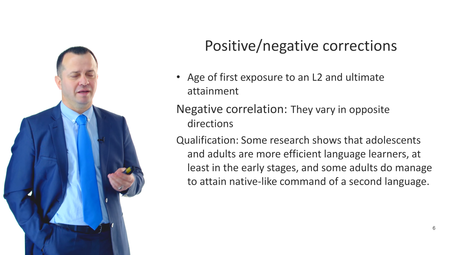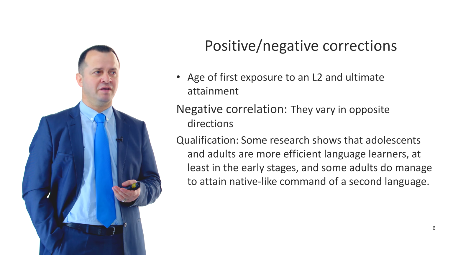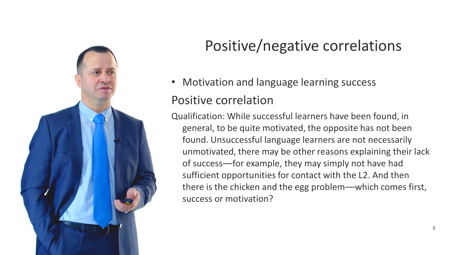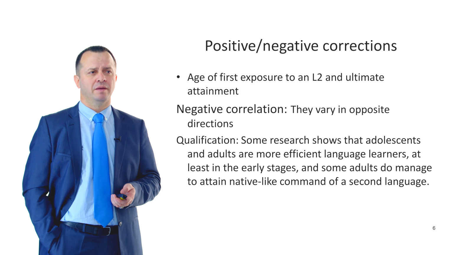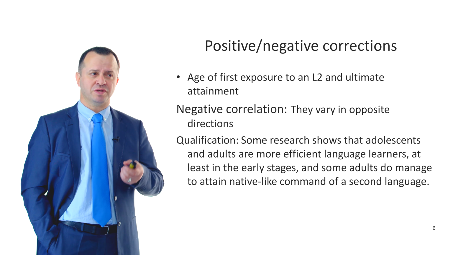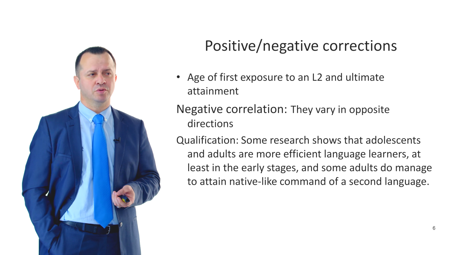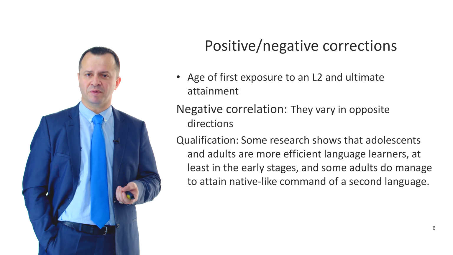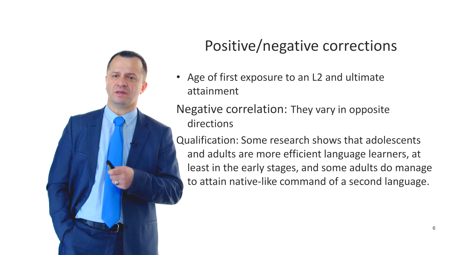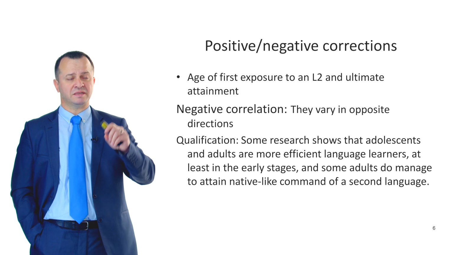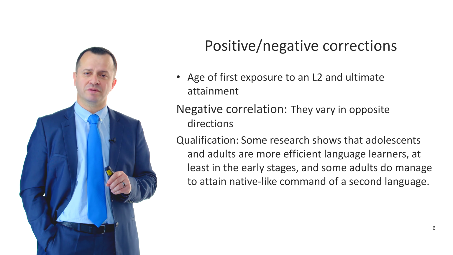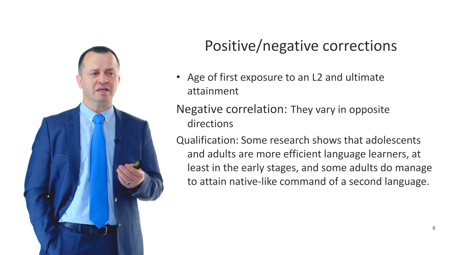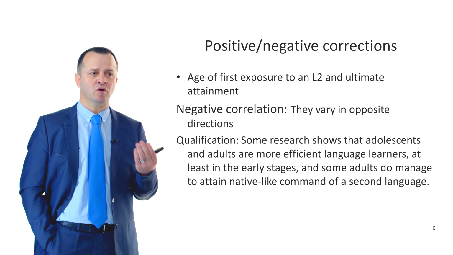Continuing with the positive and negative correlation: age of first exposure to L2 and ultimate attainment. Negative correlation. In the slide we have a typo: instead of correlation, I wrote correction. Negative correlation means they vary in opposite directions.